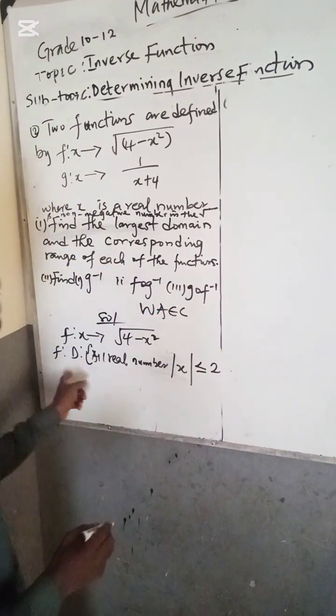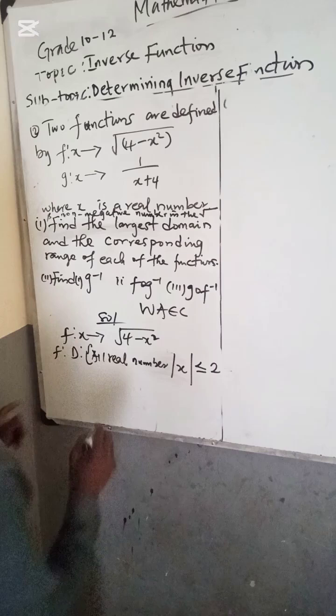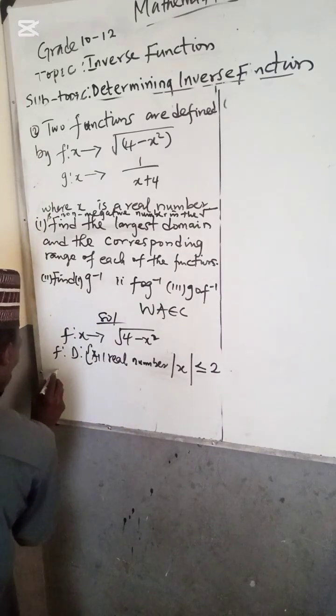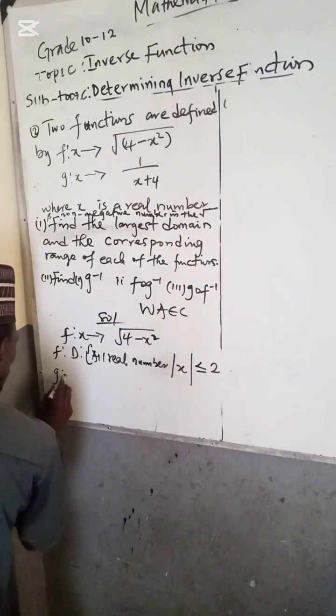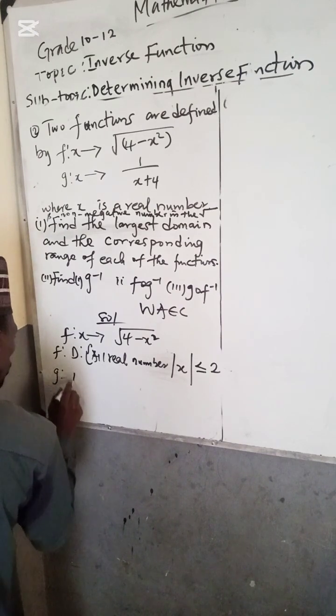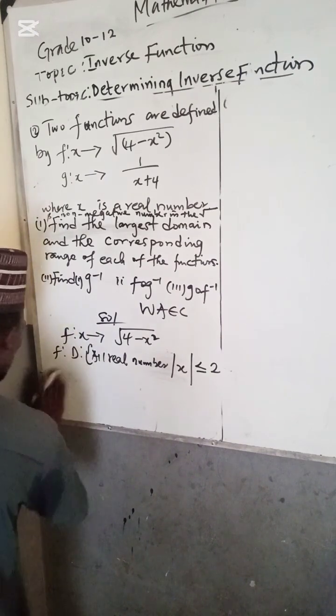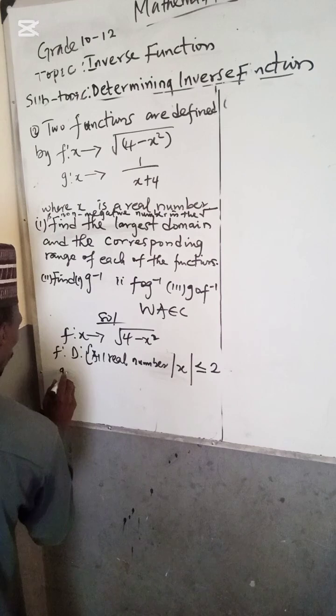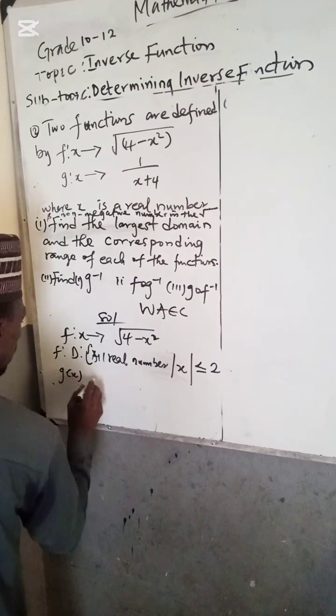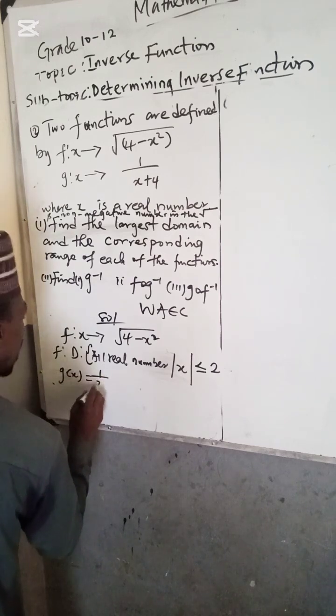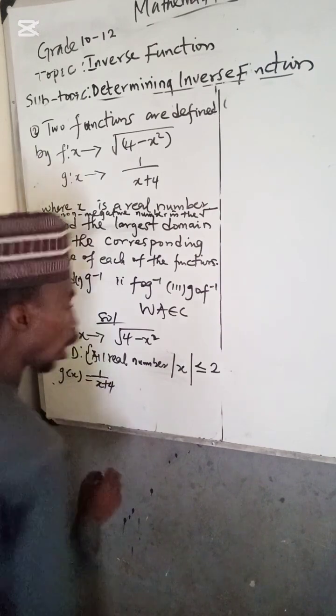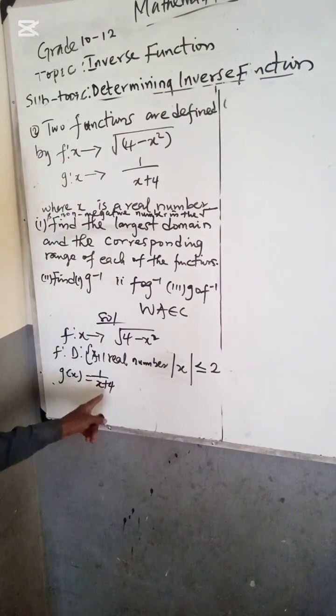This is our domain. Of g of x, the domain is what? Let's look at it. g of x is given as 1 over x plus 4.